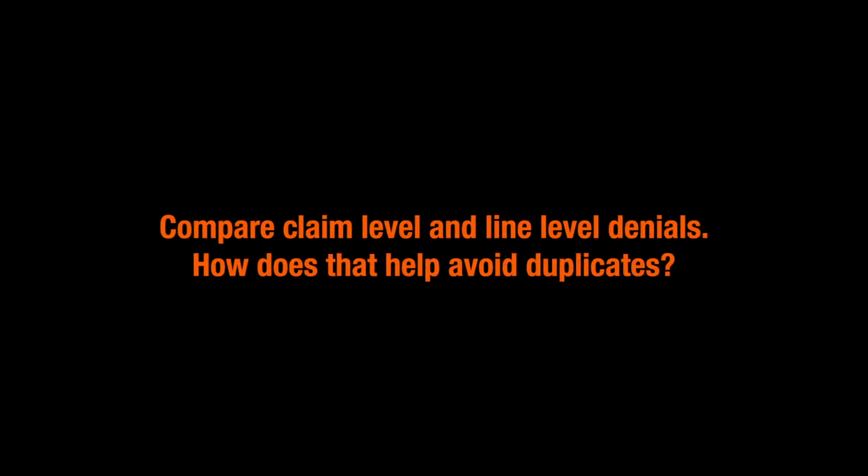How does that help avoid duplicates? When we're parsing the 835 data, it's easy to see if a remit has a claim header denial or a line item denial. To differentiate between these two, we create an attribute called adjustment level. This is determined by evaluating which part of the 835 has the claim adjustment segment, CAS. It could be either the claim header, CLP, or service line, SVC. So we separate these two, and that lets the user understand the different types of denials.